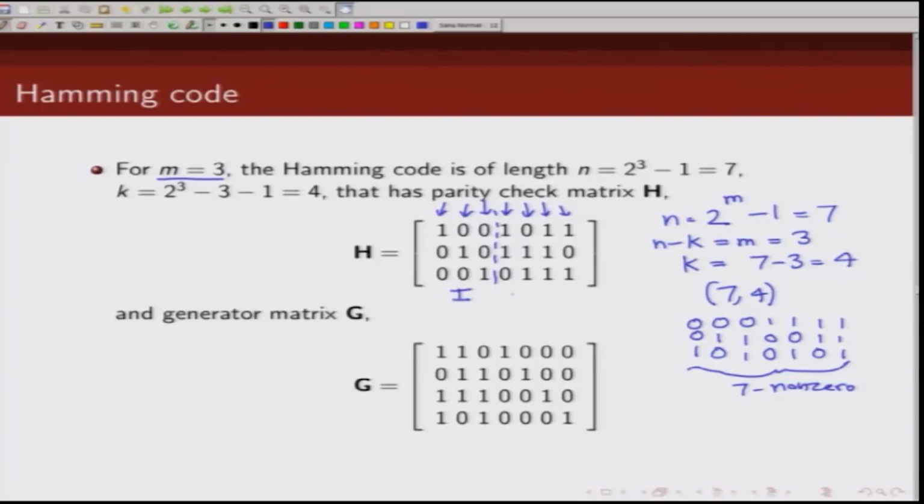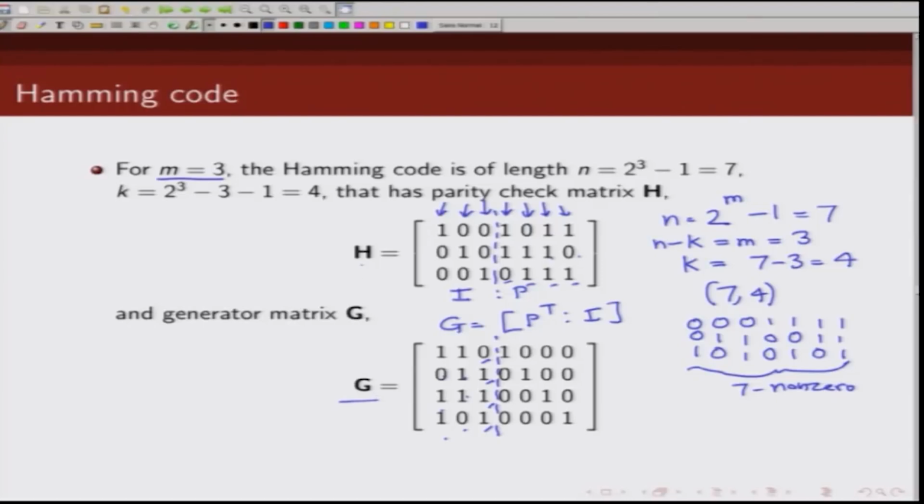Now, since this matrix is of the form [I P], I can write the generator matrix. This will be [P transpose I]. So, P transpose: 1011 will come here as 1011, 1110 will come as 1110, and 0111 will come as 0111. And then this is the identity matrix. So, this is our generator matrix for this 7-4 Hamming code.